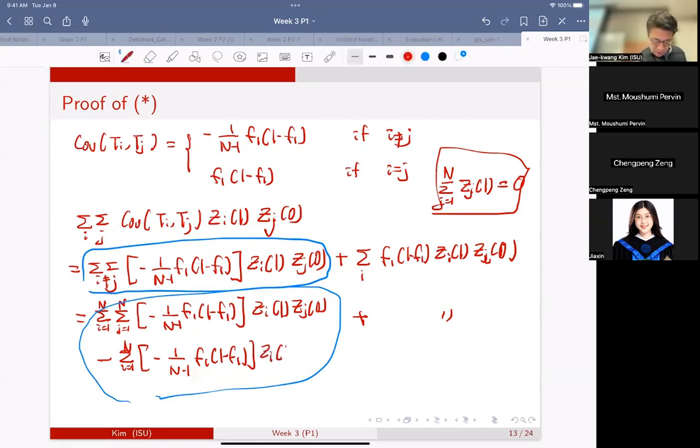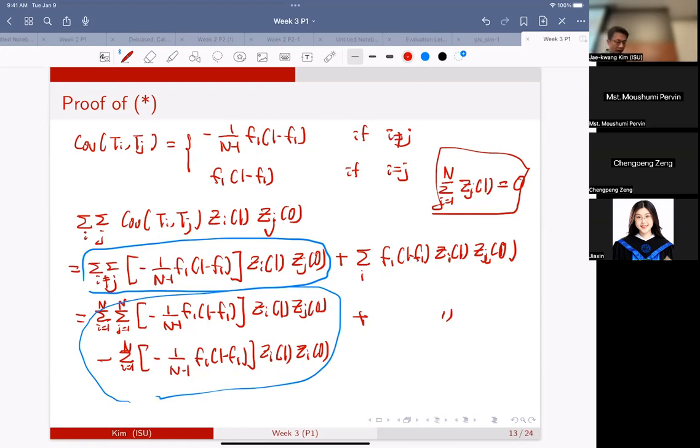Basically, i not equal to j is what we want. So we exclude the case with i equal to j, right? So enumerate all of them first of all, and then subtract when i is equal to j, which is basically a single summation.